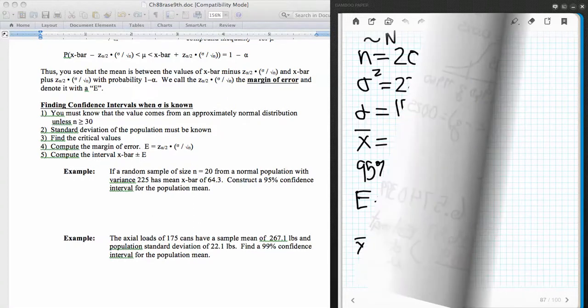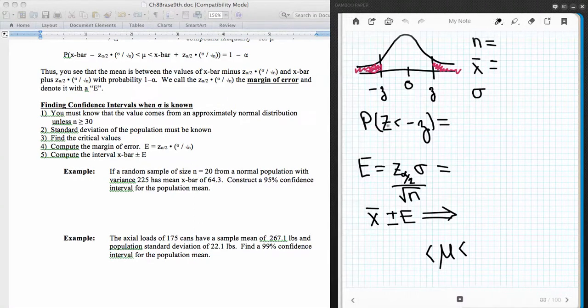All right. So now we're going to do another example. Our second example says the axial loads of 175 cans have a sample mean of 267.1 pounds and population standard deviation of 22.1 pounds. Find a 99% confidence interval for the population mean. Okay, so first thing, we have to decide on n, then we have to decide on x bar, and then we have to write down sigma. And then we'll have to go find our critical values based upon the confidence interval or confidence level.